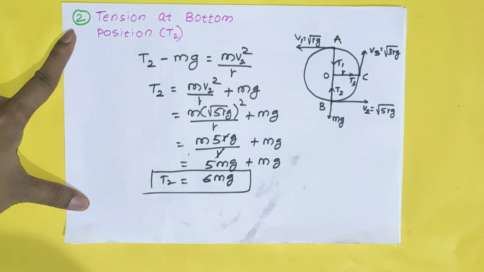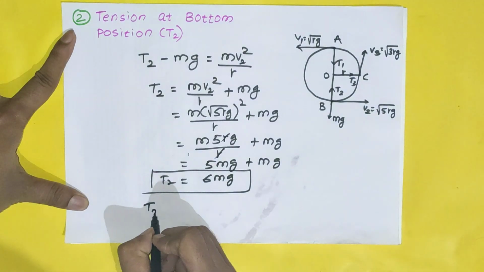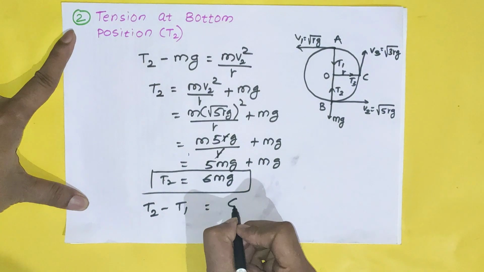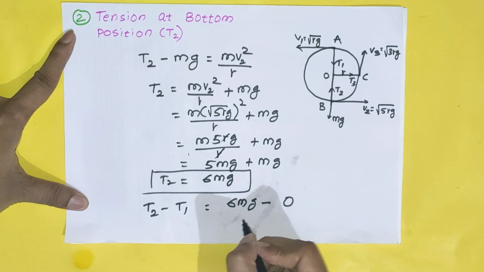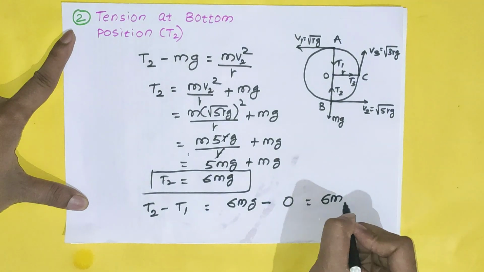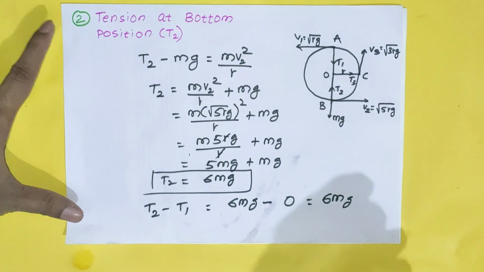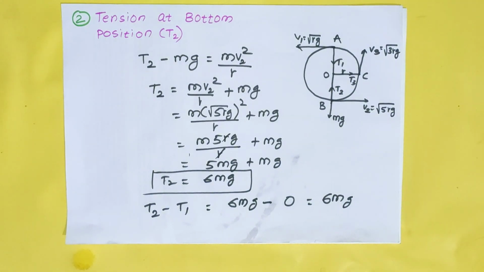Now we have to find the difference between the tension at bottom position and the tension at top position. That will be T2 minus T1. So 6 mg minus 0. So it will be 6 mg. Okay. So in this way we can find the tension at different positions in case of vertical circular motion.